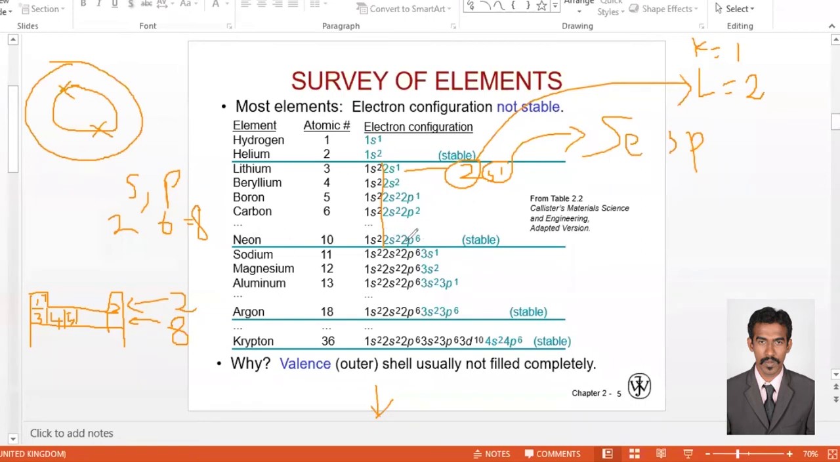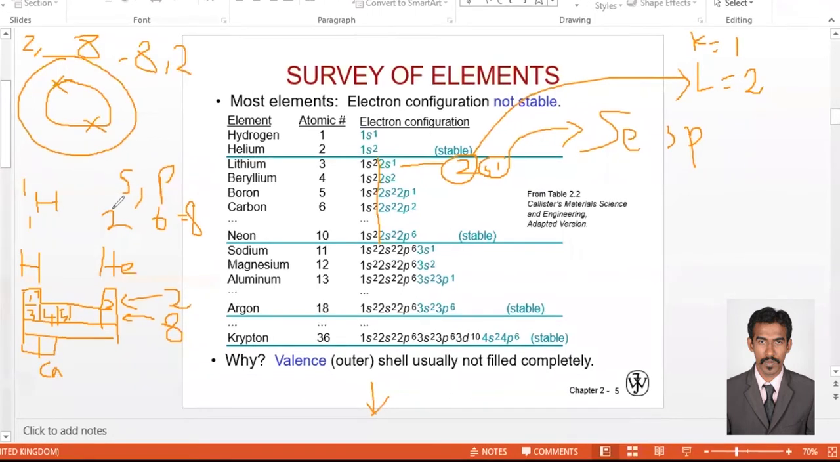In neon, if you see, this is 2s2 and 2p6. So here the s orbital has 2 electrons, the p orbital has 6 electrons, plus 2 is 8. So here we have the maximum of 8 electrons. Wherever we find s, the maximum would be 2. It can be 1s or 2s or 3s. The maximum would be only 2.